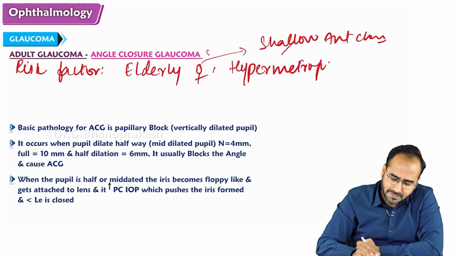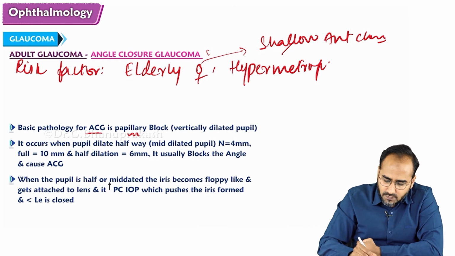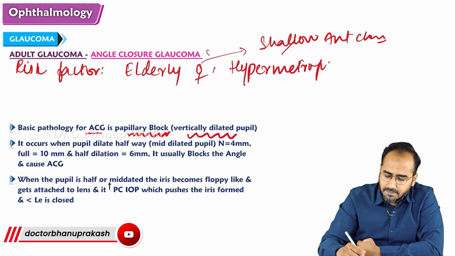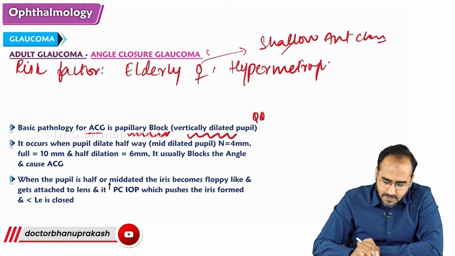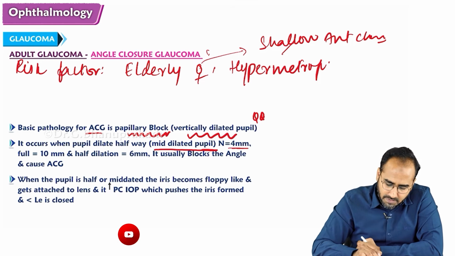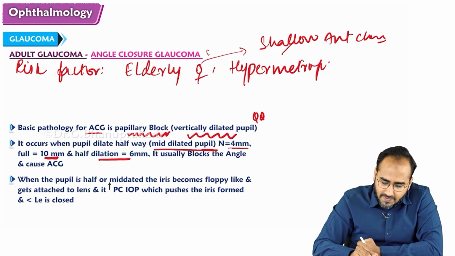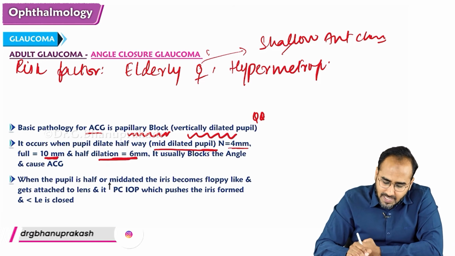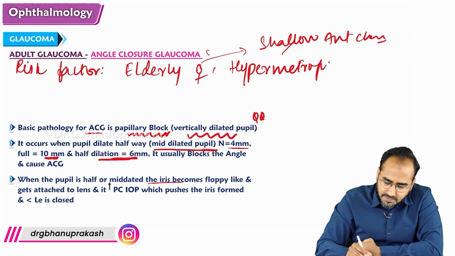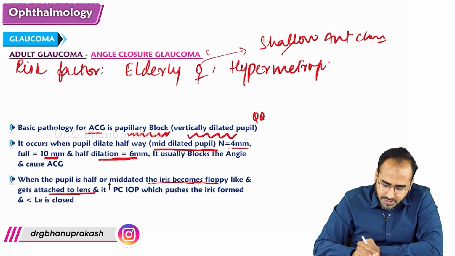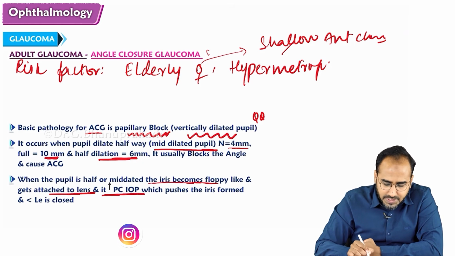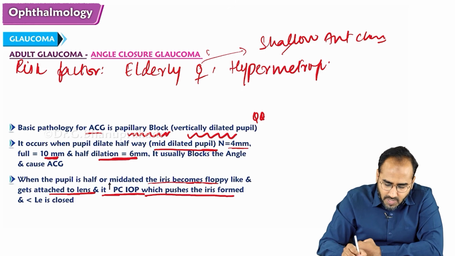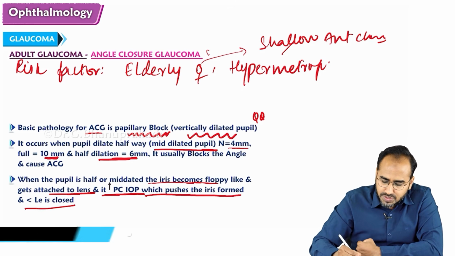The basic pathology of angle closure glaucoma is what, guys? The pupillary block, the mid-dilated pupil. It occurs when the pupil dilates halfway. Normally, when it is constricted, it is 4 mm. Full dilatation is 10 mm. Half dilatation is 6 mm. Due to the half dilatation, what happens? The pupil is half or mid dilated, the iris becomes floppy and gets attached to the lens. The pressure inside the posterior chamber increases, which pushes the iris forward and the angle is closed.